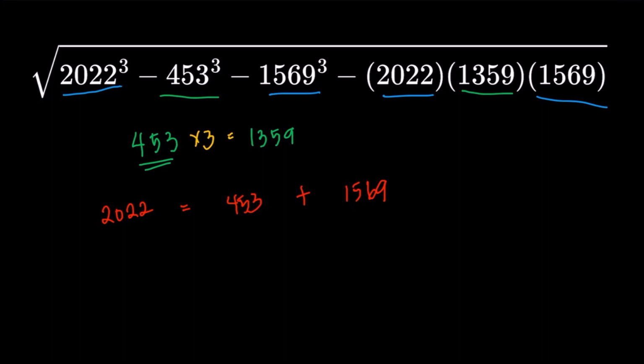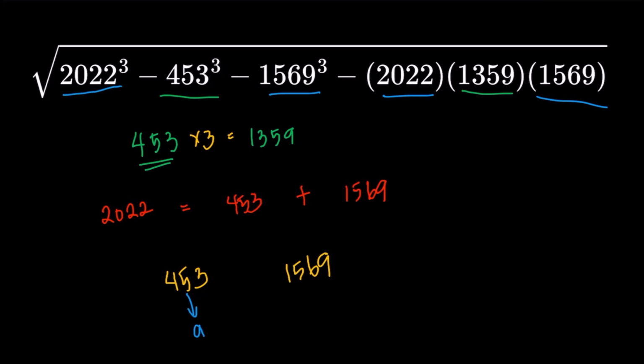Again, these observations might not be obvious to make, but in items like these they are probably nice observations that we could use, because now that we have this one, including the relationship between the 453 and the 1359, technically speaking, this item involves only two numbers, 453 and 1569, because the 2022, I could just express as 453 plus 1569, and this really motivates us to do some algebraic substitution.